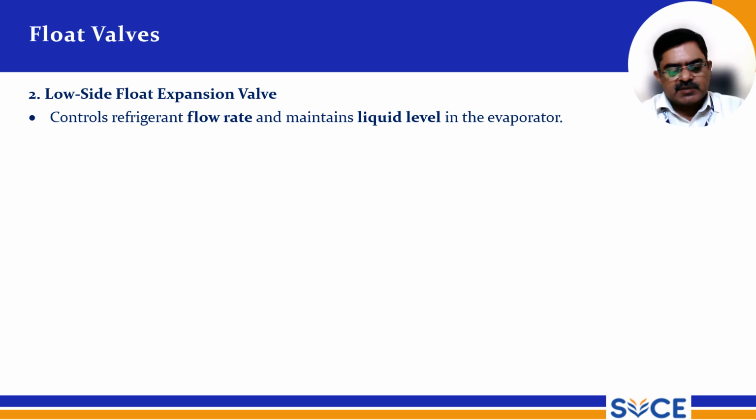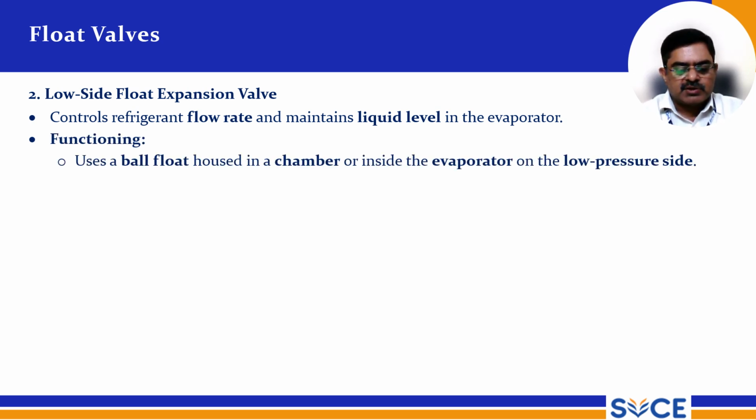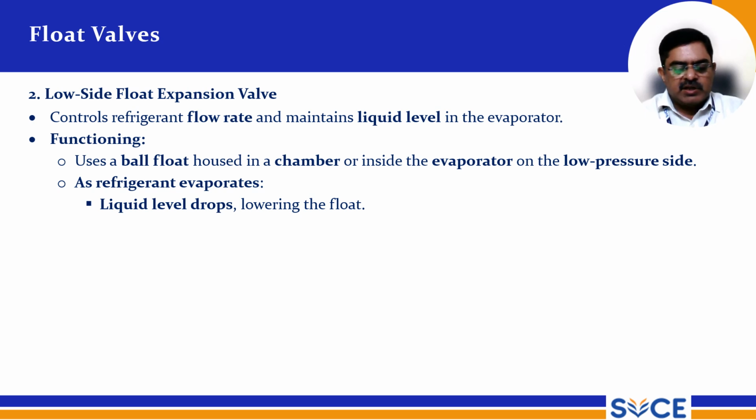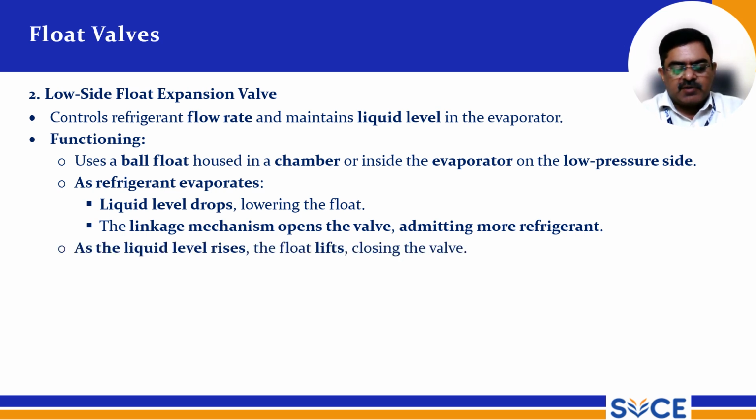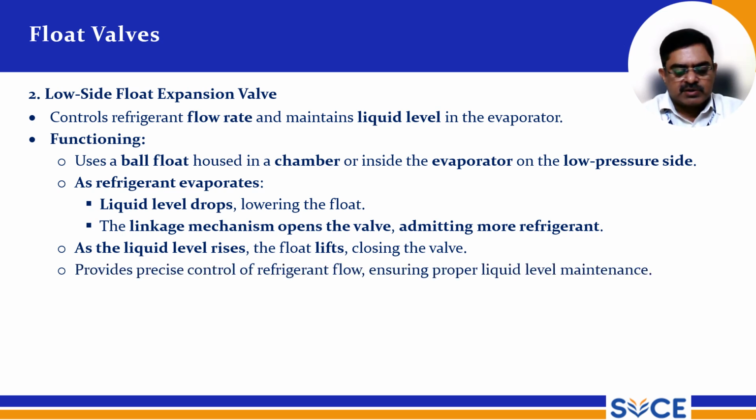So low side float expansion valves control refrigerant flow rate and maintain liquid level in the evaporator. Functioning here, it uses a ball float housed in a chamber inside the evaporator or low pressure side. As refrigerant evaporates, the liquid level drops, lowering the float. The linkage mechanism opens the valve, admitting more refrigerant. As the liquid refrigerant rises, the float lifts, and then it closes the valve.